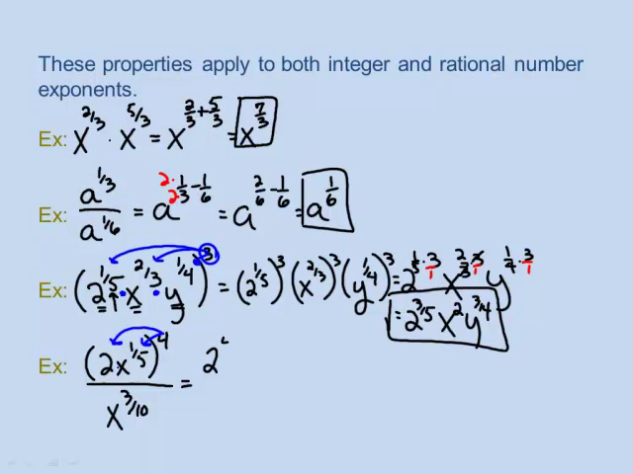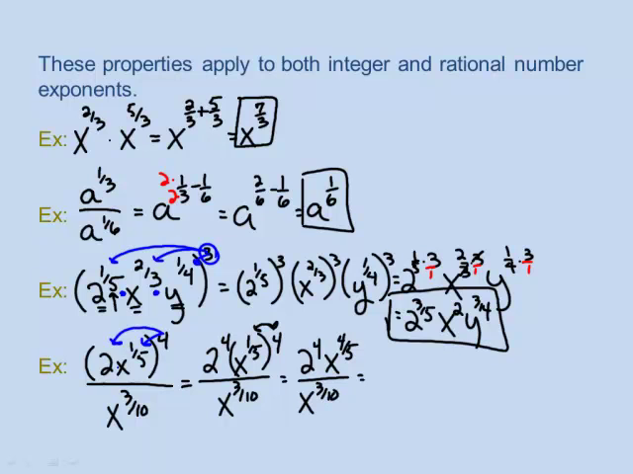So now you've got 2 to the 4th times x to the 1/5 to the 4th divided by x to the 3/10. Powers to powers multiply, so we're going to multiply there. So we've got 2 to the 4th. X to the 1/5 times 4 is 4/5, all over x to the 3/10.